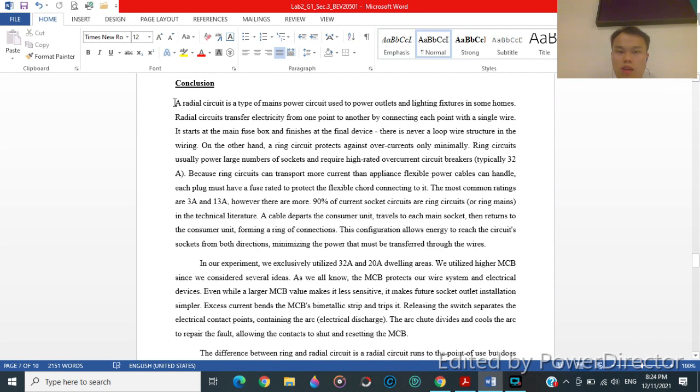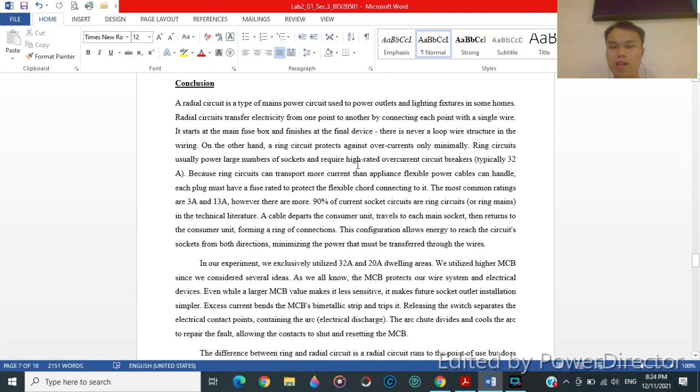A radial circuit is a type of branch power circuit used to power outlets and lighting fixtures in some homes. Radial circuits will only transfer electricity from one point to another by connecting each point with a single wire. So it will start from a distribution board to the sockets and will not return to the distribution board or the power source again.